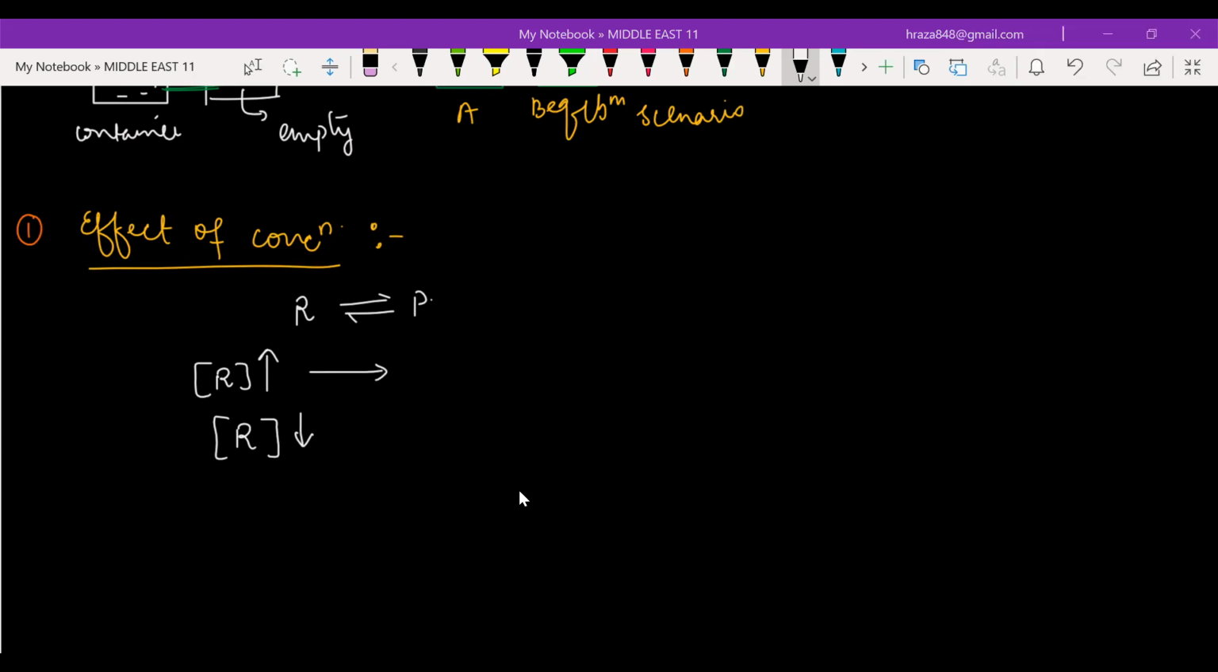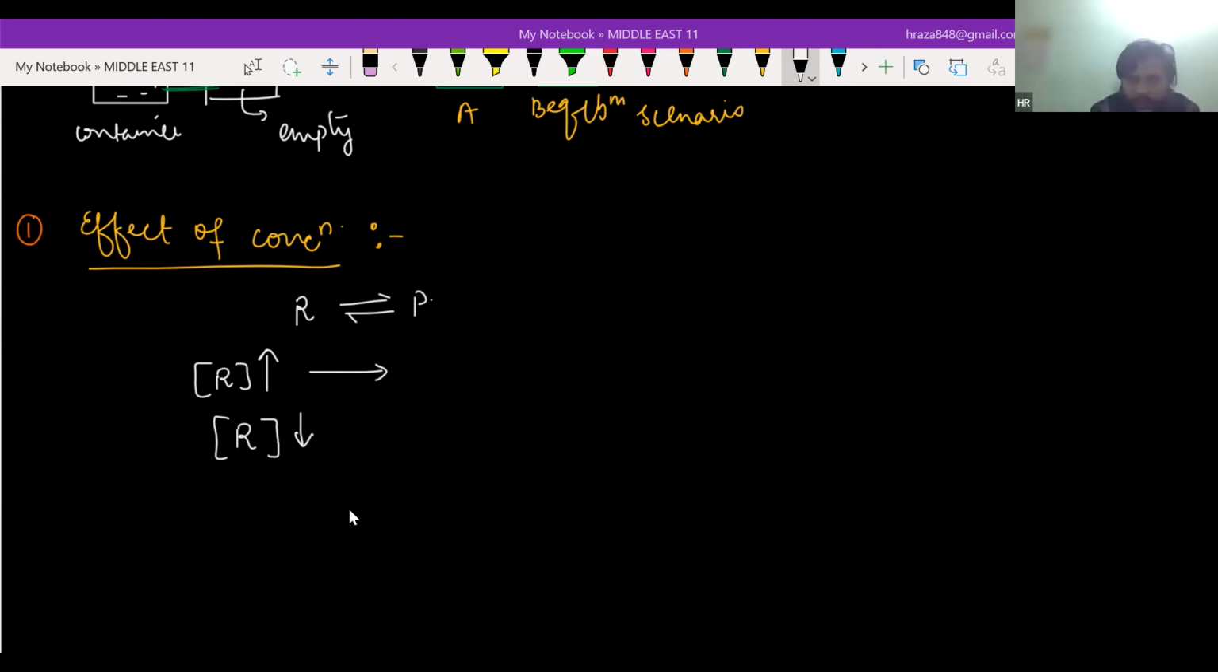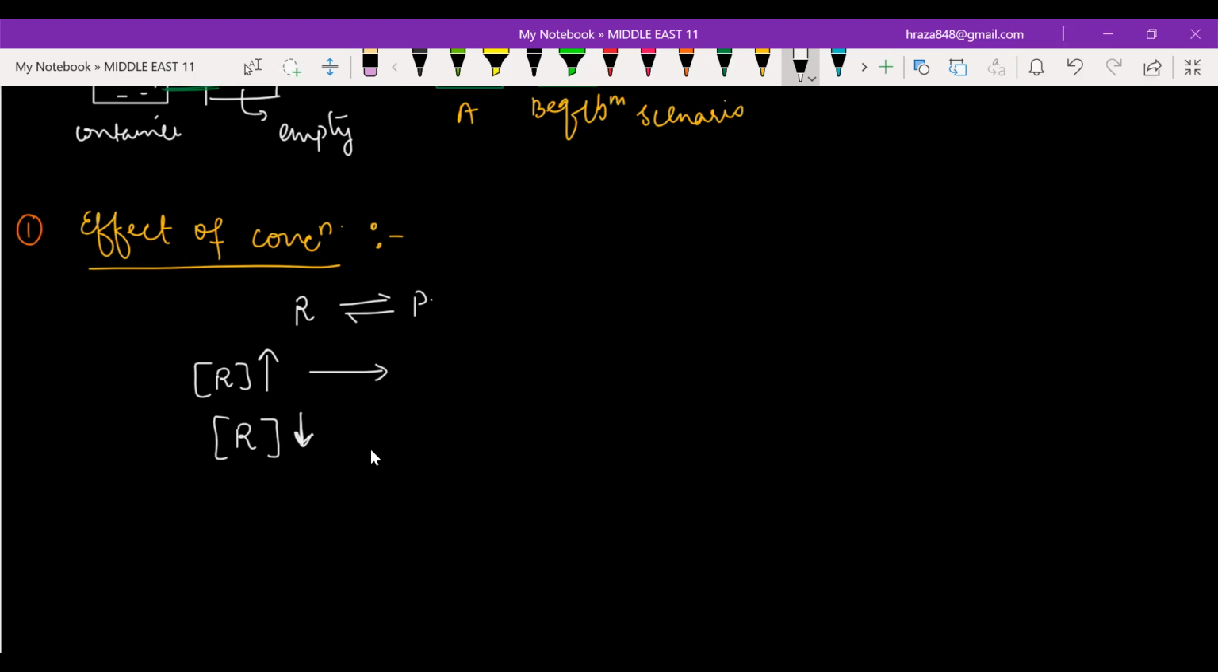Okay. Now, Fawaz, this question is for you. If we decrease the concentration of reactant, where will the equilibrium shift, left or right? Left. Yes, sir. Krishna?